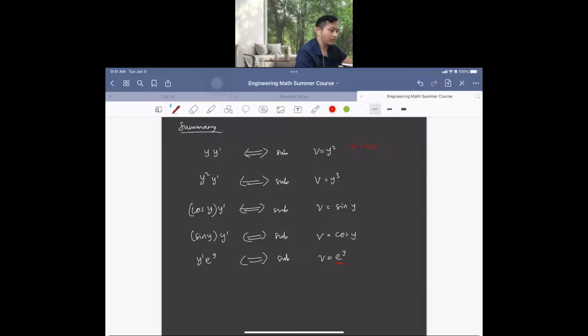But actually, the substitution is not... you can have many ways to substitute, and basically the idea is you need to find a way to substitute and make the equations become separable. And that's the way you look at it.